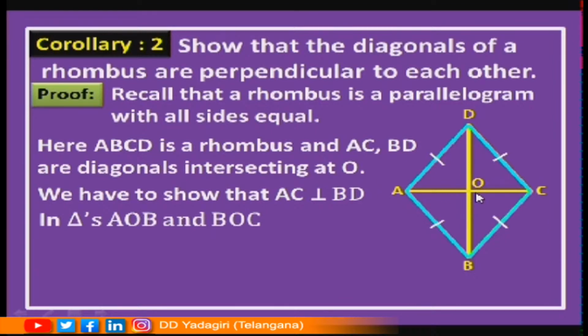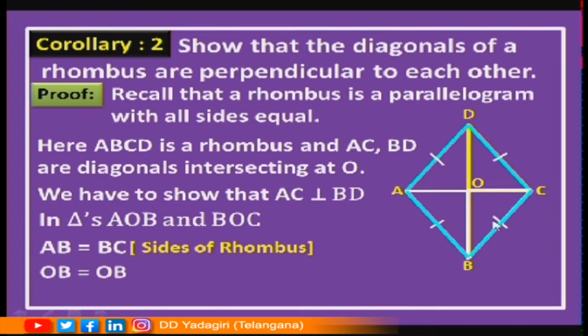I will consider triangles AOB and BOC. Here you can notice this is our triangle AOB, and next we consider another triangle, BOC. Now, in these two triangles, what do you notice, children? Yes, AB and BC are both equal, because all sides are equal in a rhombus. So AB equals BC, the reason being sides of a rhombus. Then OB is the common side in these two triangles, so that is also equal. Write it as common side.